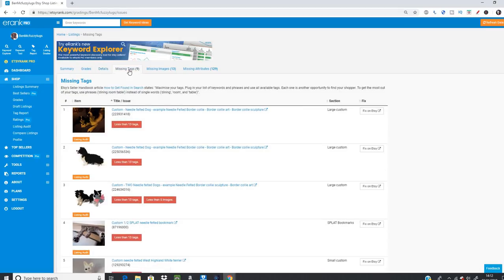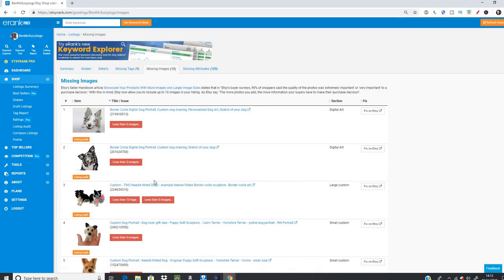Missing tags button. Again, this just pulls up if you want to get in and fix your tags on some items. This one tells you the problems. It pulls up all the ones with less than the 13 tags, so you could get over. We have the quick button on Etsy to take you to Etsy to that item, so you can edit it and fix that really quickly.